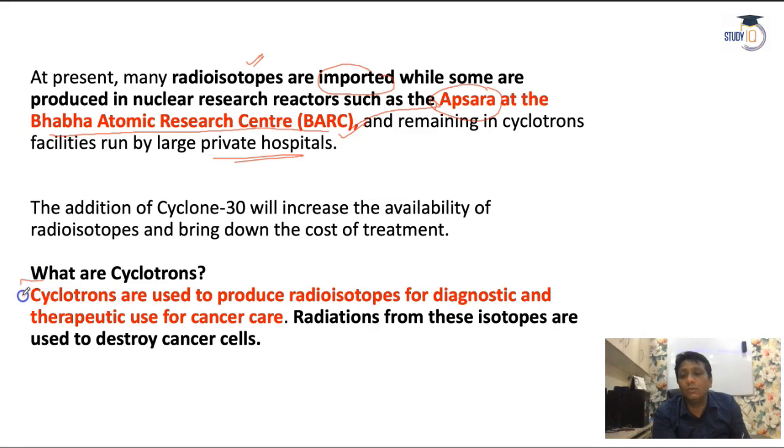So this is written here. What about the cyclotron? The cyclotron is used to produce radioisotopes for diagnostic and therapeutic purposes of cancer care. So two to three points, the same information is written there. I hope it is very clear.